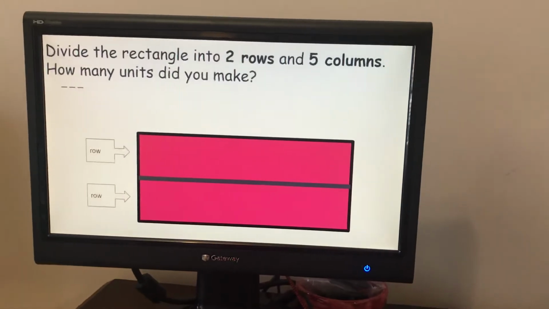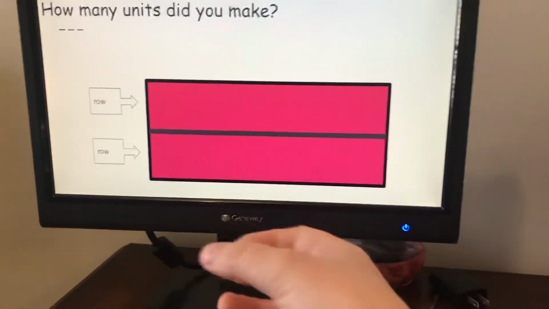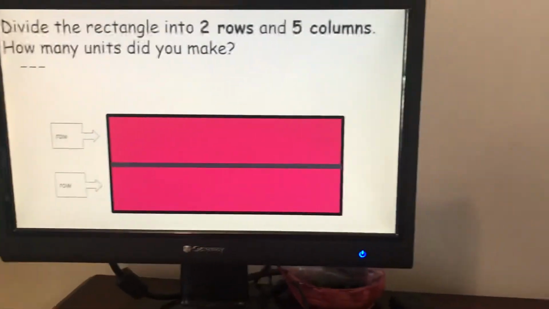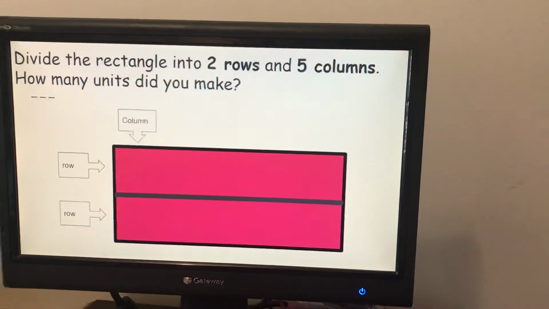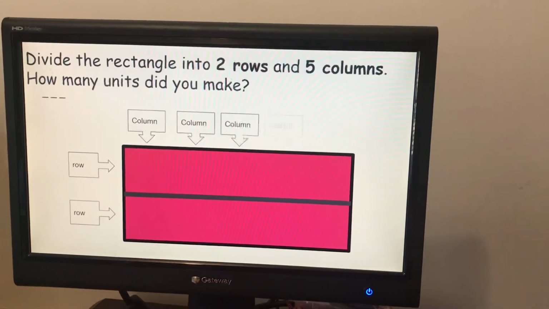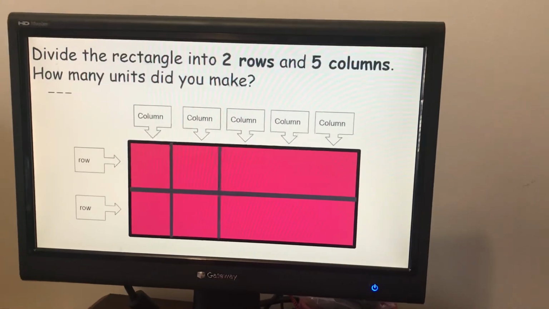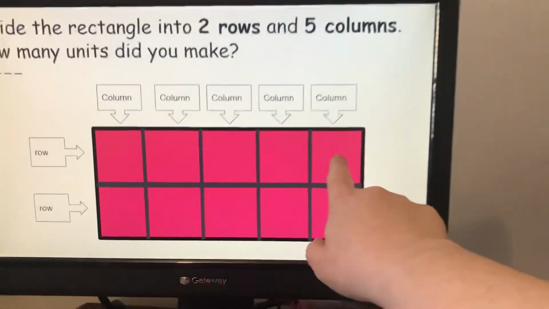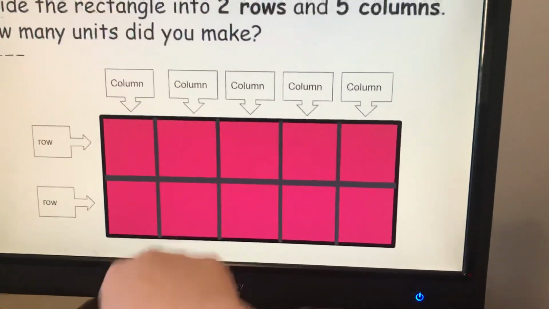Now, 5 columns. Now remember, columns are like this. Think of columns in a building. They're holding up the building, so they go up and down. There will be a column. There. So I'll make 1, 2, 3, 4, 5.